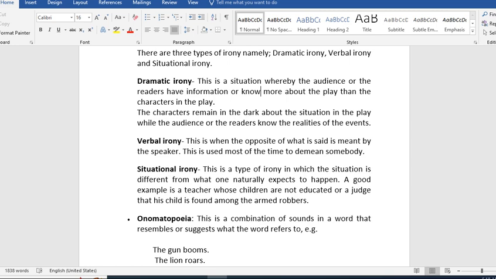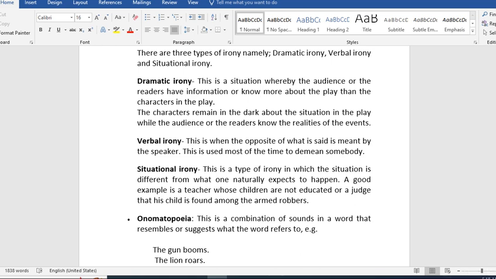This is a situation whereby the audience or the readers have information or know more about the play than the characters in the play. That is, when the audience watching the play knows more than the characters, that is dramatic irony. The characters remain in the dark about the situation in the play while the audience or the readers know the realities of the play.